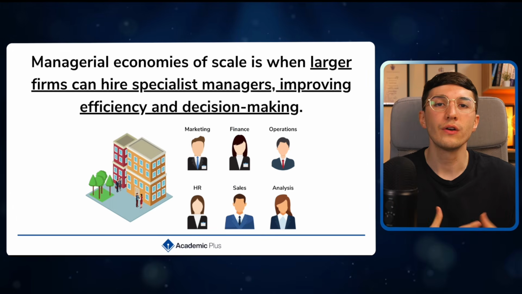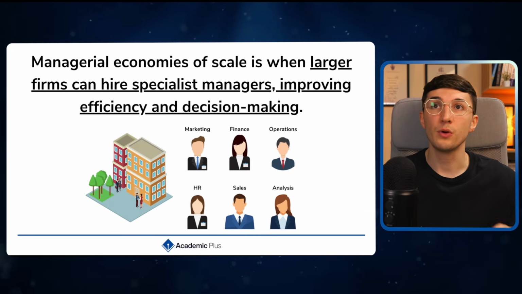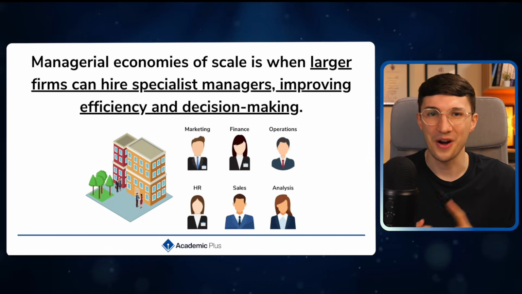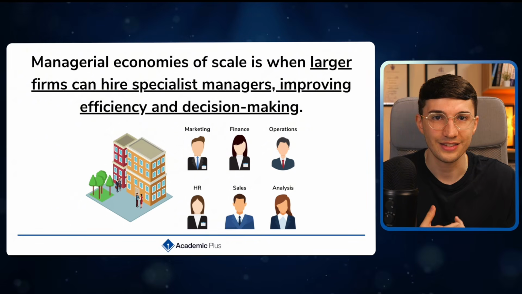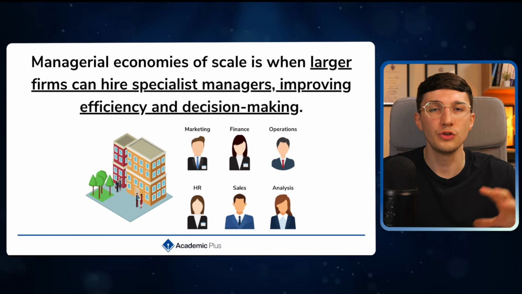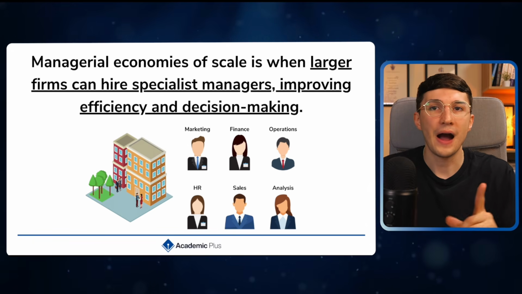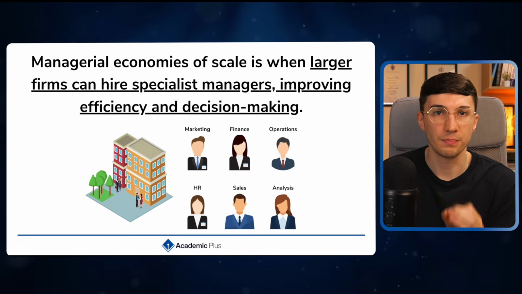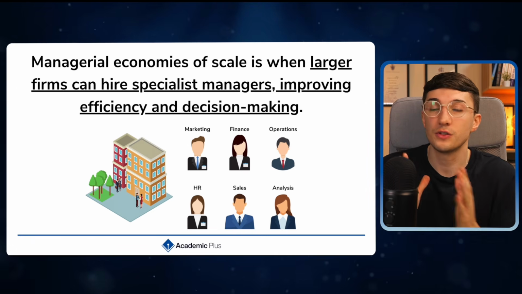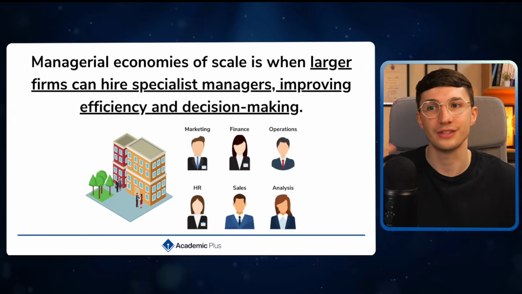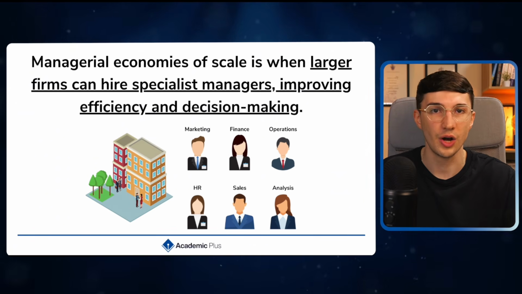Now, when we are a small startup business, it's typical for the entrepreneur and founder to do everything themselves. They do all the marketing of the business, they manage the finances, they also look at managing the operations, producing the products. They do absolutely everything. But as the business starts to grow, we start to hire more specialized managers. I start to hire managers for specific functions. One for marketing, one for finance, operations, HR, sales, analysis, and so on.